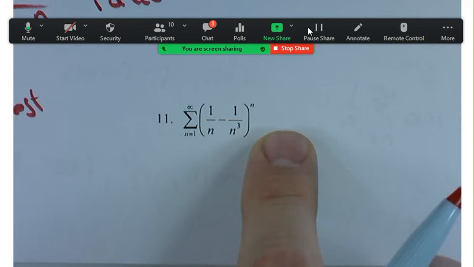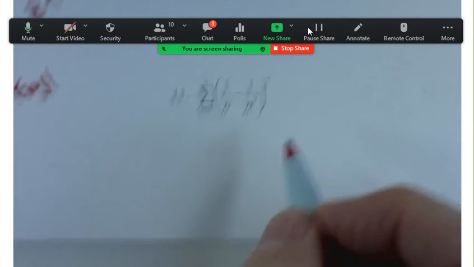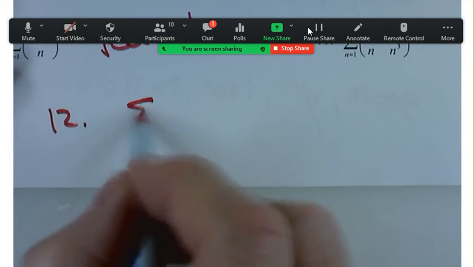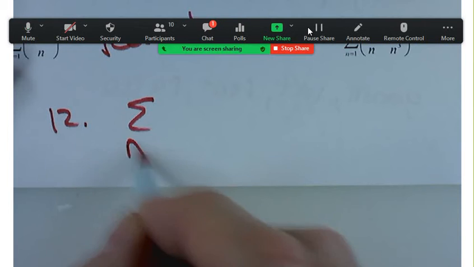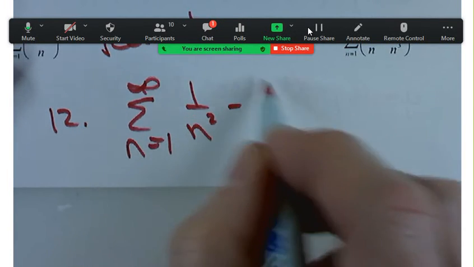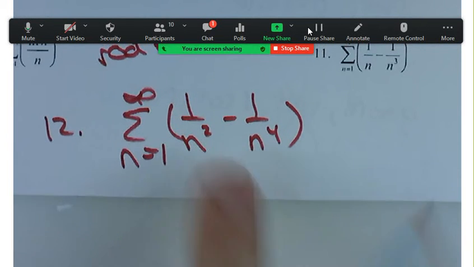Another root test problem here. And this one's going to go to 0. Let me give you a bonus one here, because I ask this sometimes as well. 1 over n squared minus 1 over n to the 4th. And a lot of people want to say, oh, that's a telescoping series. It's not. If you actually expanded it and looked at it, it's not a telescoping series.